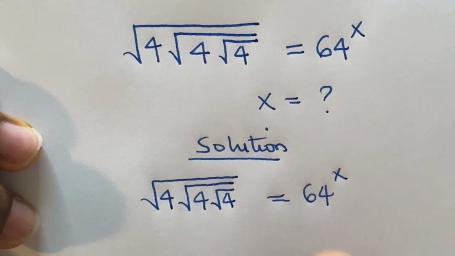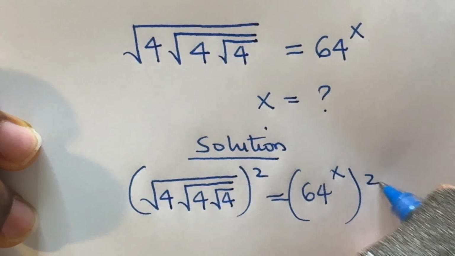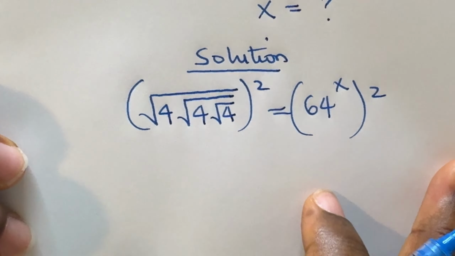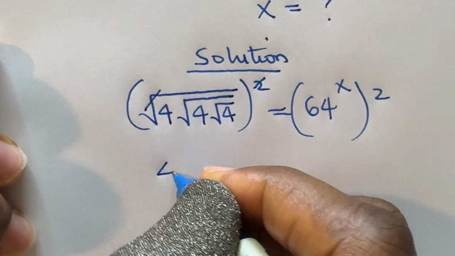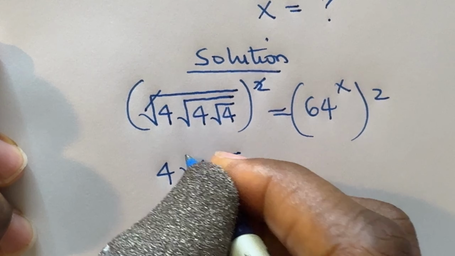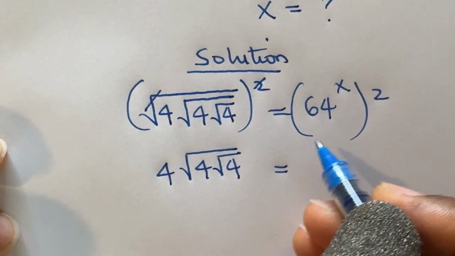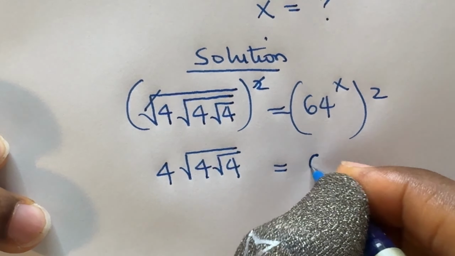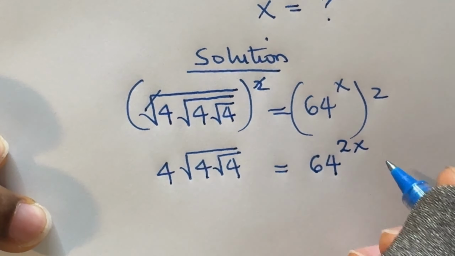We can approach this problem in more than two ways. However, I'm going to start by taking the square of both sides. This cancels this, so on the left, I have 4 root 4 root 4 is equal to this right here. By indices, we can open the bracket and just multiply x times 2. So we have 64 raised to power 2x.